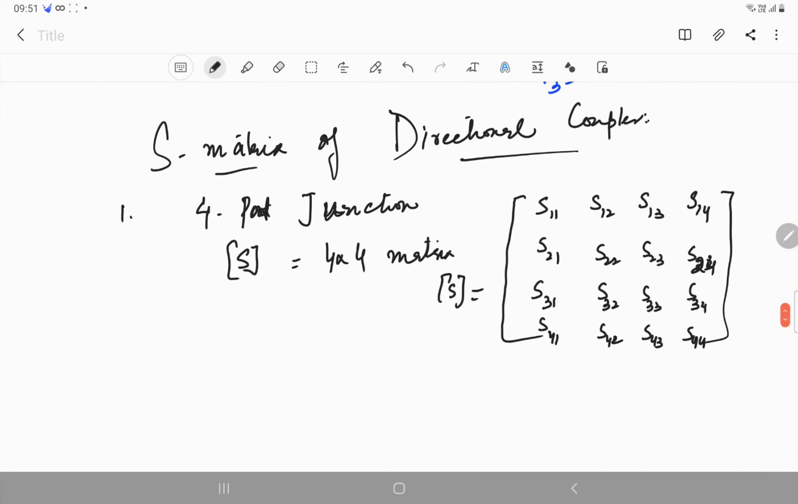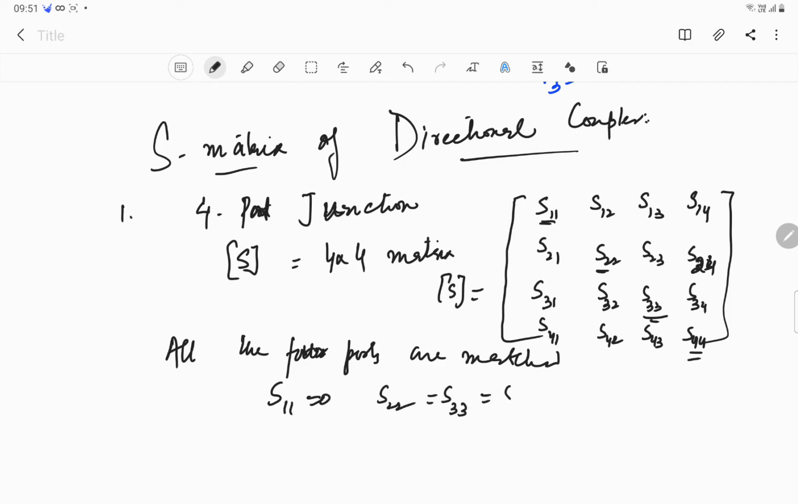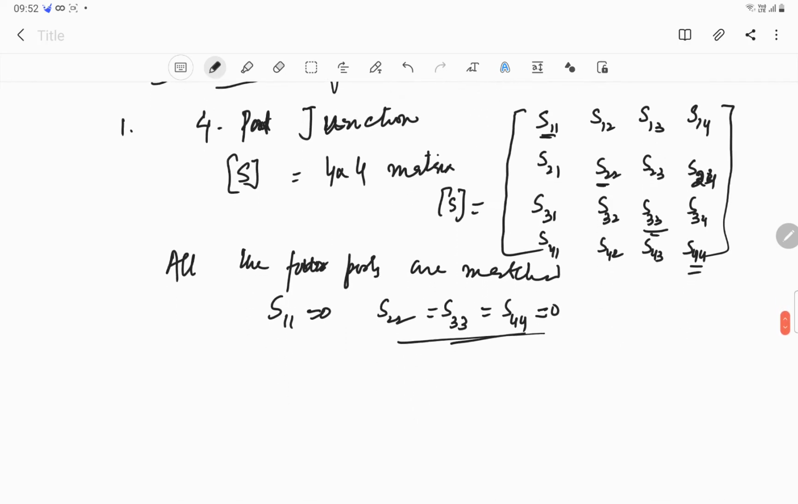But we know that all the four ports are matched. So that means the diagonal elements must be all zeros. S11 must be 0, so must be S22, S33, S44. All these S parameters, S11, S22, S33, S44, must be 0, as the ports are all matched.